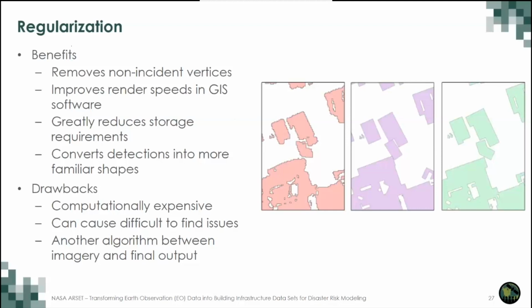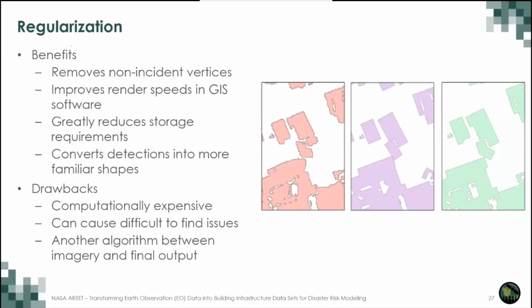Removing so many vertices from each geometry greatly reduces the overall size of the data set itself. After all, we're actually removing the majority of vertices when we do this. So we're talking about billions and billions of vertices that we remove from the data set. It also helps improve the render speeds for GIS software, so it makes it a little bit more user-friendly. And one of probably the most interesting outcomes is that it takes these really jagged polygons, because we're going straight from raster to vector, and turns them into more familiar shapes.